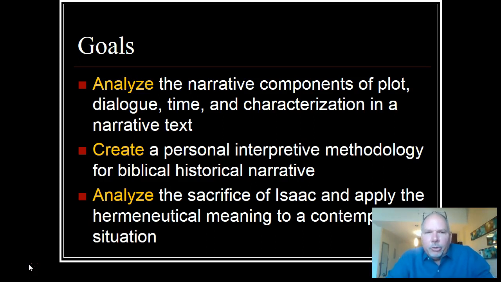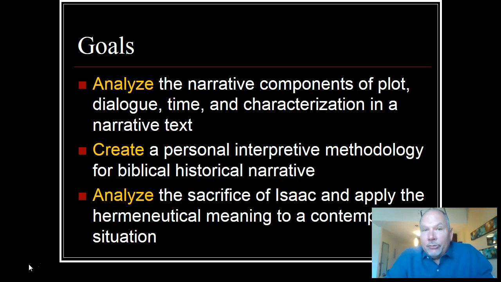This week we have 3 goals. First, to analyze the narrative components of plot, dialogue, time, and characterization in a narrative text. Now that's a big one this week, and you're going to do a paper on this, which is we look at the Bible as authoritative from God. Get that. But we also need to explore each story or narrative on its own accord. What is the author, the human author, be it Moses or someone else who is inspired by God, trying to communicate by the way that they have crafted the narrative?